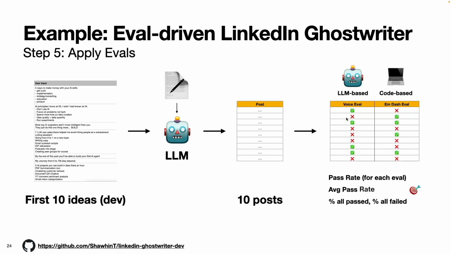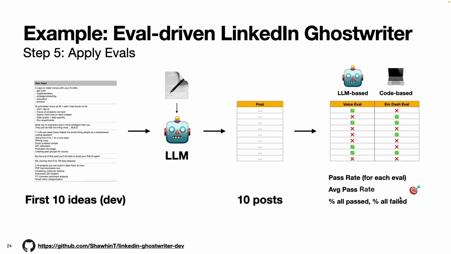And then we can summarize these post-level evaluations into various aggregated metrics. For each eval, we can have a pass rate. So let's see, this one passes 4 out of 10 times, so this would be a pass rate of 40%. This one would also be a pass rate of 40%. And then we can average those two together, so this would give an average pass rate of 40%.